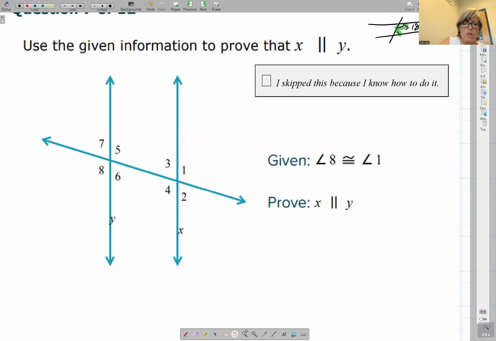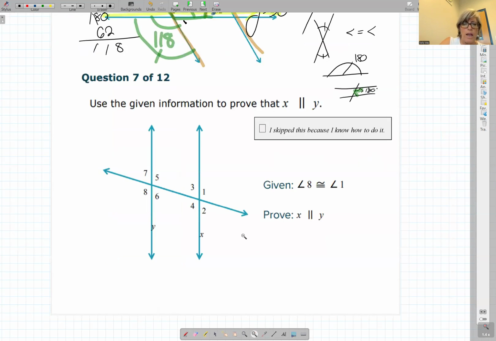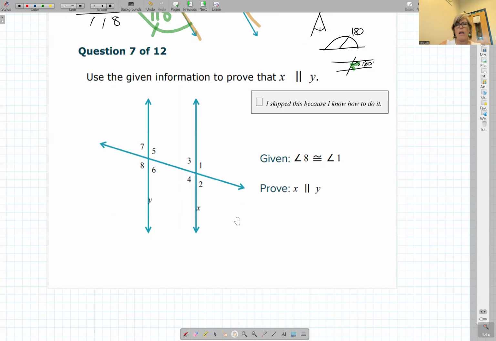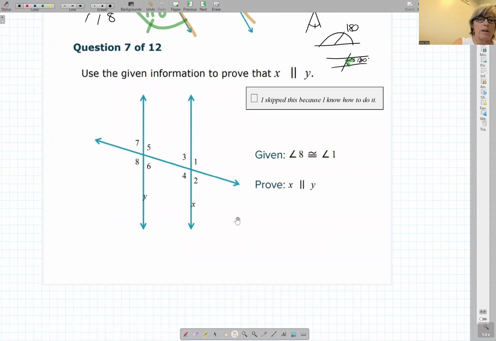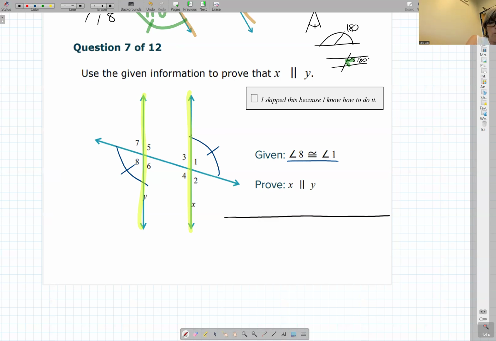Use the given information to prove that x is parallel to y. Well, in this case, let's see what we've got here. We are told that 8 and 1 are parallel. Not parallel, congruent. Now, we know that if alternate exterior angles are congruent, then the lines are parallel. That's what those are. So the proof here would literally only be 2 steps.